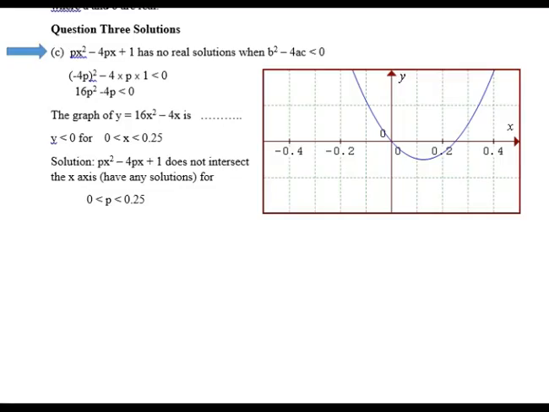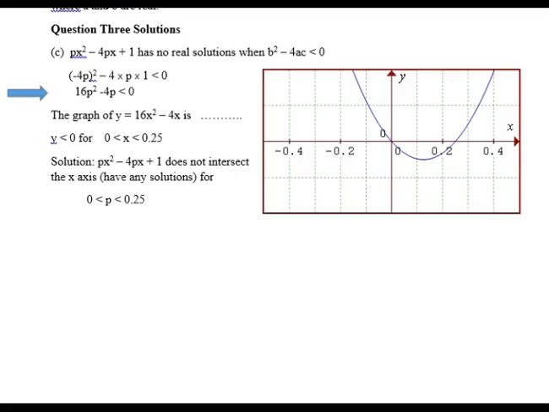Question 3c uses our theory about the discriminant. We've got b squared minus 4ac less than 0, no solutions; equal to 0, 1 solution; greater than 0, 2 solutions. So here for our equation, we need to make b squared minus 4ac less than 0. So b squared minus 4ac, or 16p squared minus 4p, is less than 0.